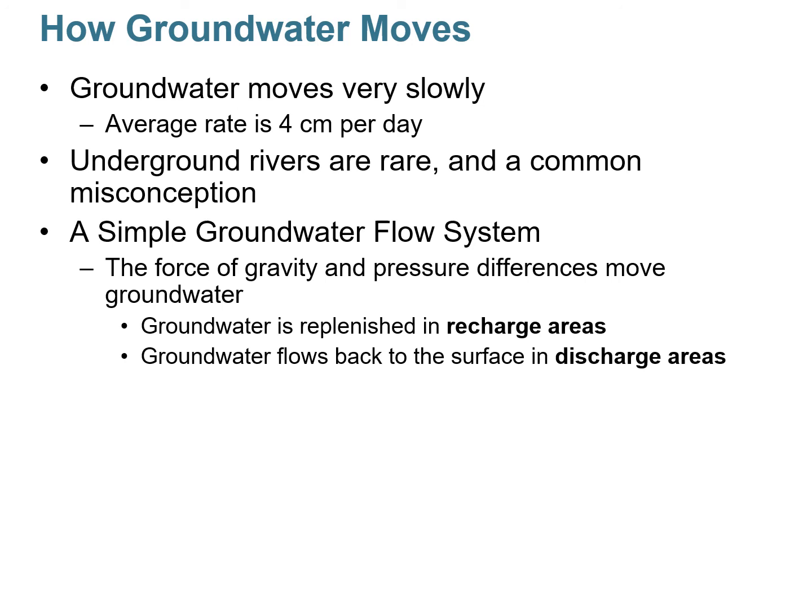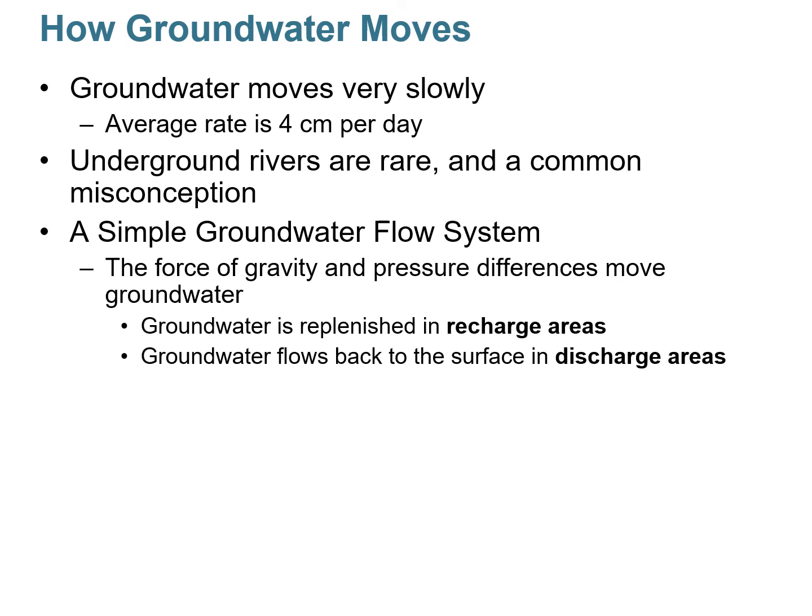And the idea of underground rivers, that is a very rare phenomenon. Most groundwater is a slow, creeping 4 centimeters on average per day. And the next slide has a good image of a simple groundwater flow system. Groundwater moves from higher areas to lower areas under the force of gravity. So areas where the water table is higher, that groundwater will move, quote unquote, downhill, or down the water table, to lower lying areas under that force of gravity.